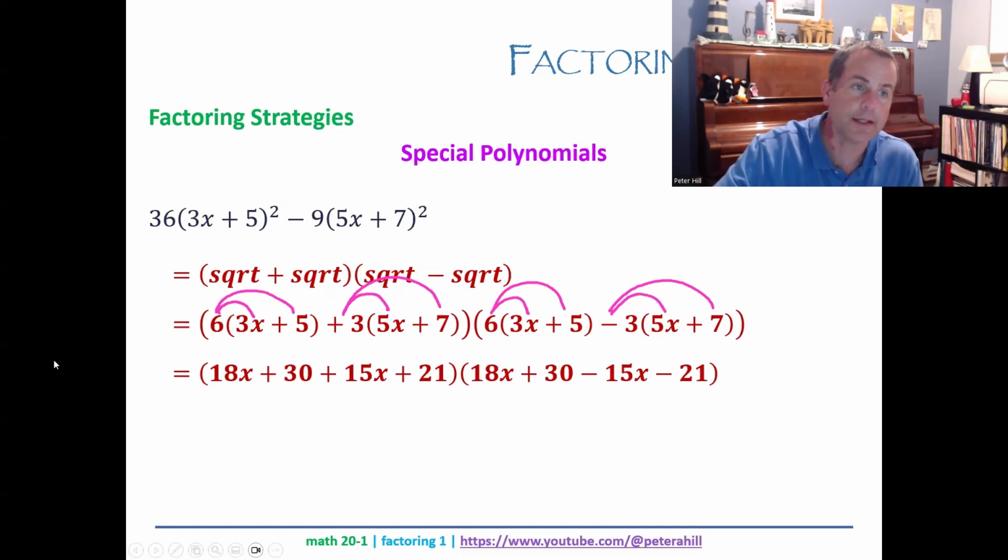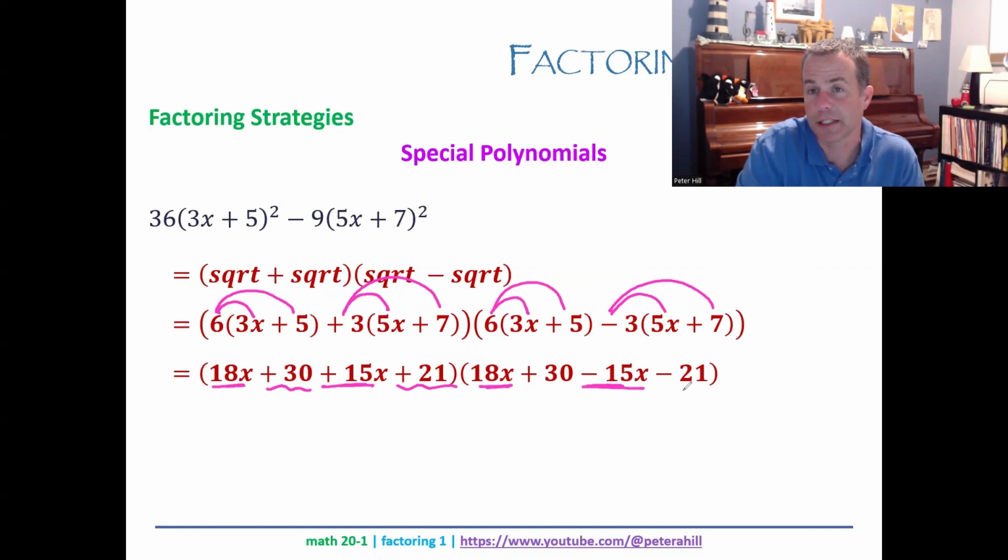So then I can go, okay, 18 plus 15 is 33. 30 plus 21 is what, 51? Then here I'll go 18 minus 15. I'm just combining like terms, right? 18 minus 15 is 3, and then 30 minus 21 would be 9.